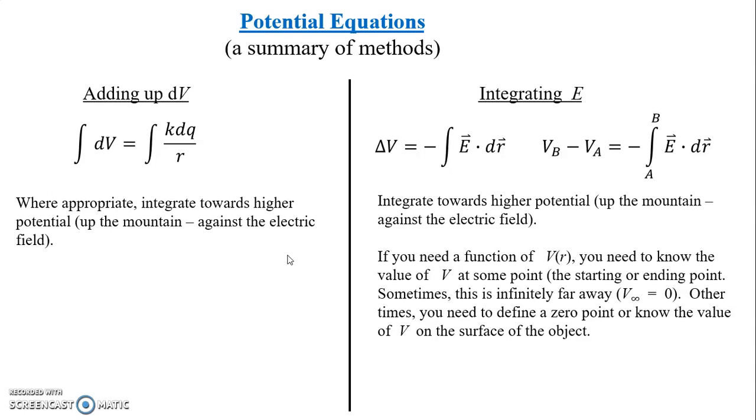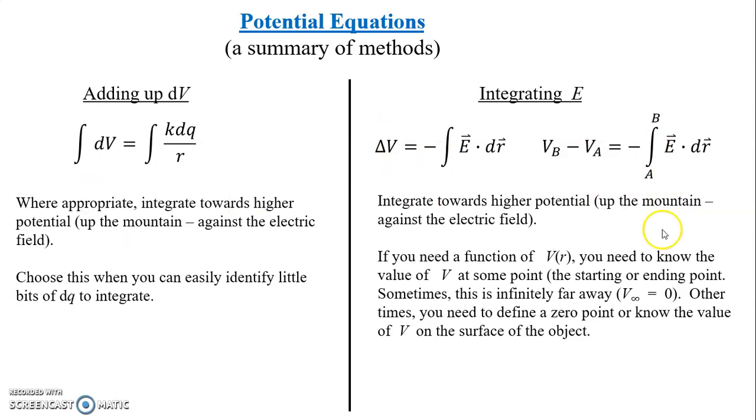Now, how do you decide which method to choose? It's all about what's easier. So we would choose this method when you can easily identify little bits of dq to integrate. Sometimes that's not as easy to do. Sometimes you can't figure out all the different distances between the point you're looking at and all the bits of dq, in which case you go over to this side.